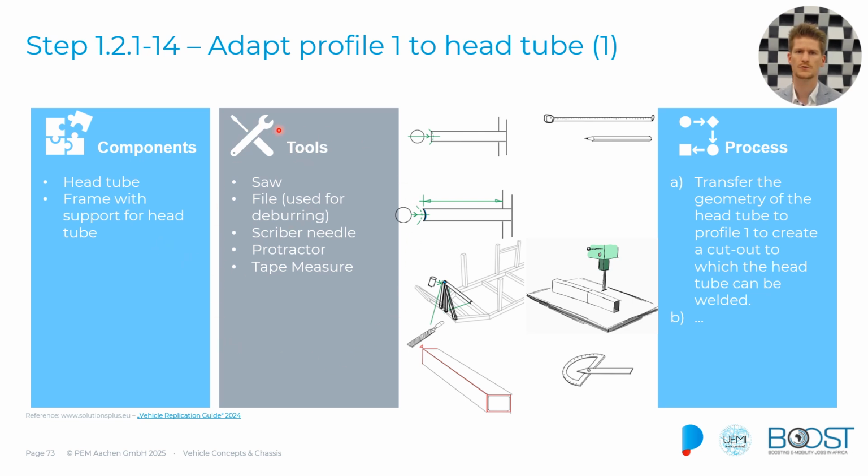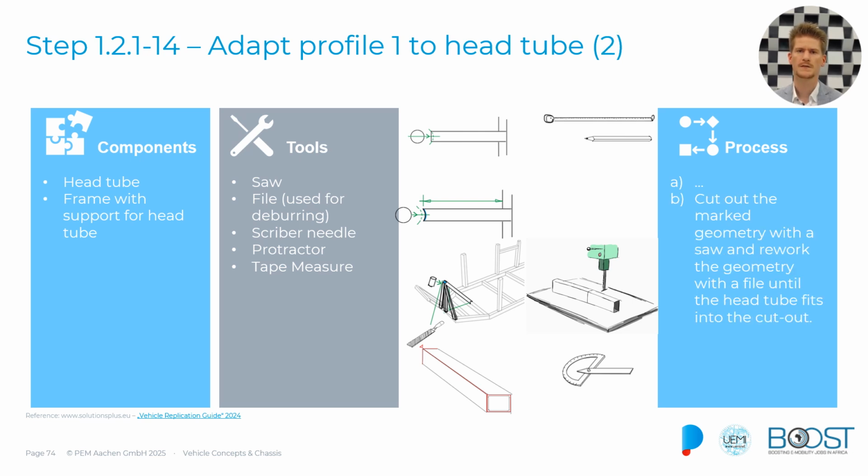Again, the usual tools that we're going to use. And we're going to transfer the geometry of the head tube to the profile to have a 1x1 cutout in order to make sure that this will fit nicely and can actually be joined later on. Second stage would then be to cut out the marked geometry. You might use a pencil for this, or you just might use a set of files, depending on the size of the head tube you need to cut out of the profile.